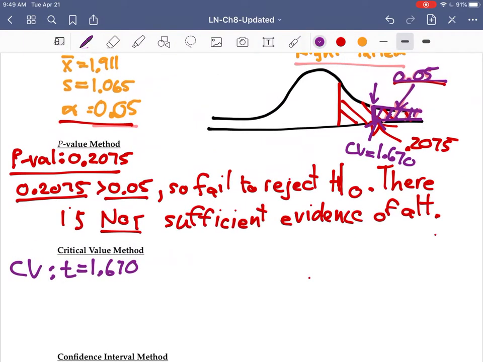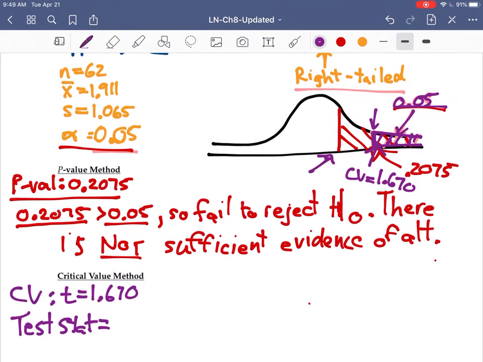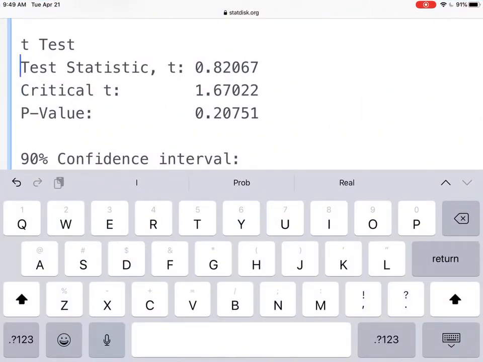And our test statistic. The test statistic is going to be the value here that has a p-value of 0.2075 to the right. It was calculated here, and it's also a t-value. It is 0.820, or 0.821 if we round to 3 places. So it's a t-value of 0.821.